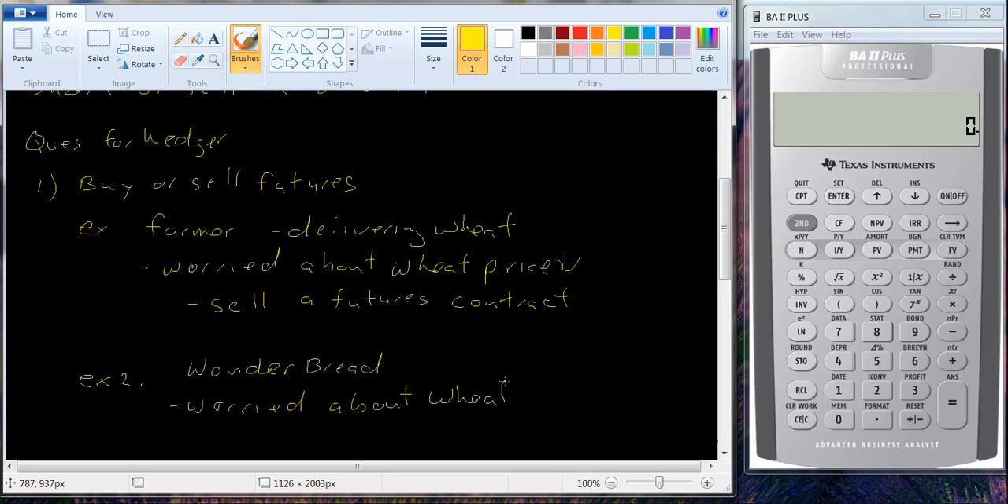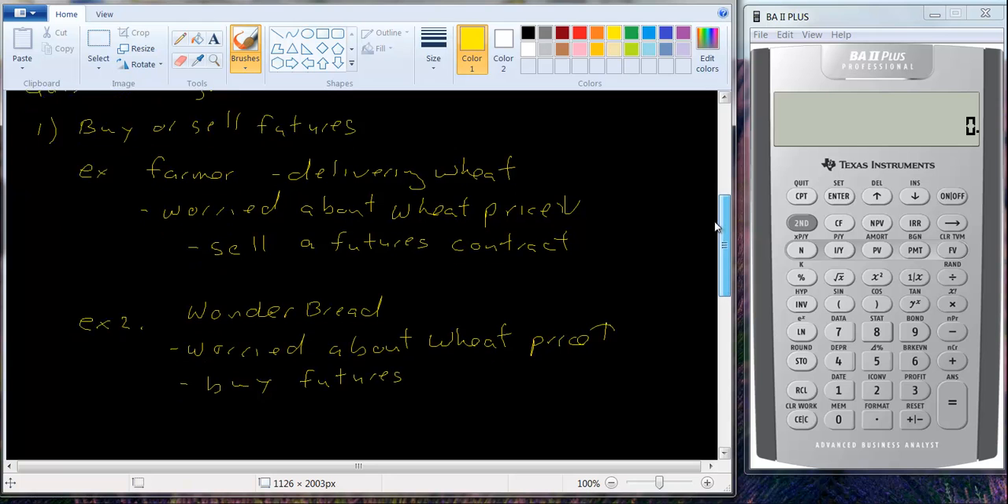In this case, they should take the opposite position. They should buy a futures contract. So they should buy the futures. So the first thing you determine is, what position do I take? Am I a buyer or seller?